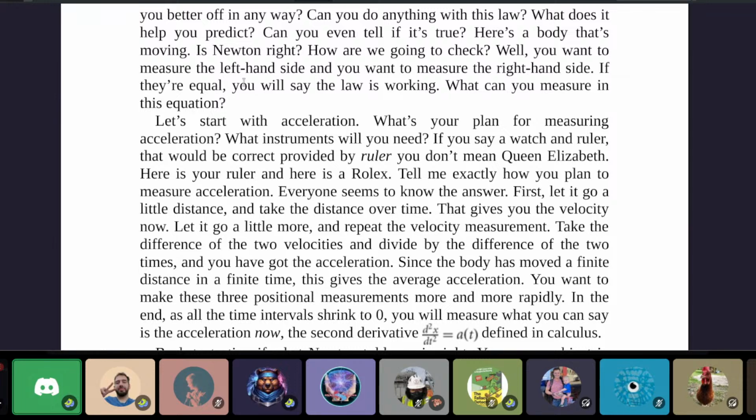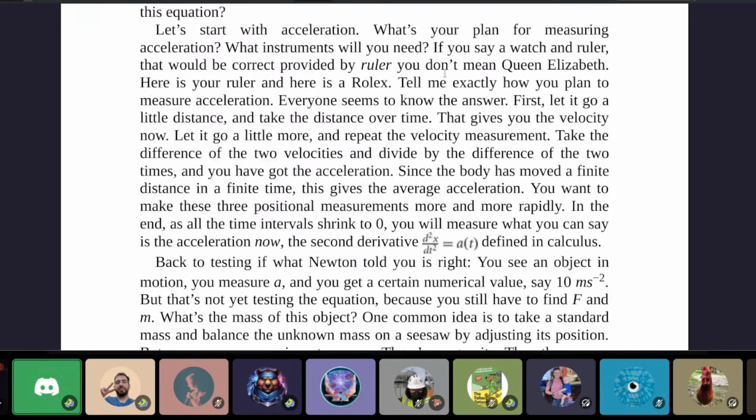Well, you want to measure the left-hand side and you want to measure the right-hand side. If they're equal, you will say the law is working. What can you measure in this equation? Let's start with acceleration. What's your plan for measuring acceleration? What instruments will you need?